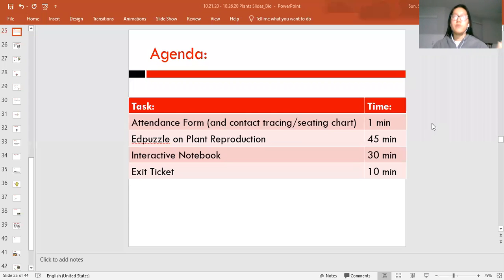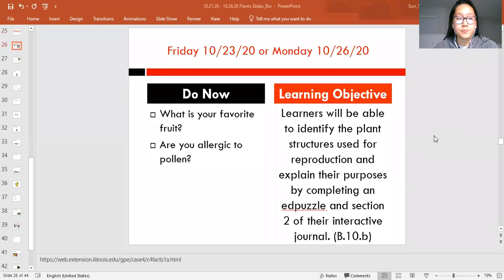All right, so to start off, we are going to be doing an Edpuzzle on plant reproduction. Make sure that, first of all, you have already done your attendance form and your contact tracing, if you are in person. You're going to be doing this Edpuzzle next on plant reproduction and plant reproductive structures. And then you're going to work on your interactive notebook section. And lastly, your exit ticket. This exit ticket has a couple more points than you're used to, so make sure you're reading carefully so you can earn all the points you deserve by the time it's graded.